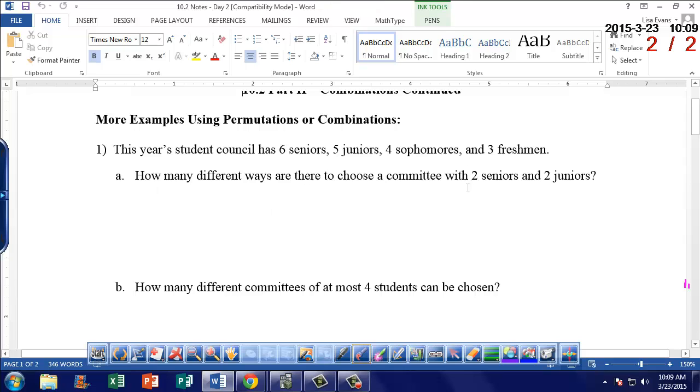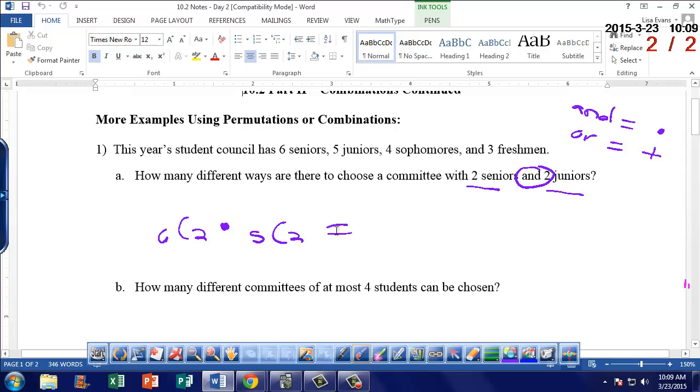Okay, so we're going to choose 2 seniors and 2 juniors. So 2 seniors out of how many seniors I have, which is 6. So we're going to choose 2 of those 6. And remember what I told you to do? We write at the top of our papers, and is multiplication, and or is addition. And we're going to choose 2 juniors. There's 5 possible juniors. Go ahead, take a minute to put this in your calculator, and you will get 150.